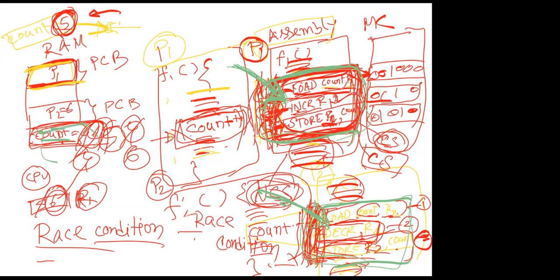Okay, now we need to figure out how we can control these things. How can we control this race condition? If one process is inside this critical section, how can we prevent the other process from entering the critical section? You can do this by using different synchronization mechanisms.